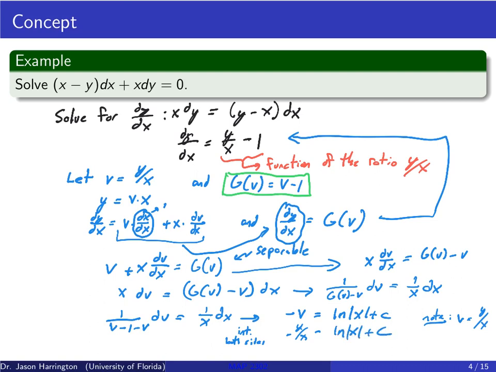Then we can just solve for y, equals to, almost forgot my little equals sign, can't forget that little guy. So that means I'm going to get y is equal to negative x natural log of the absolute value of x, and then this I can just write as minus c times x. And that is our answer.